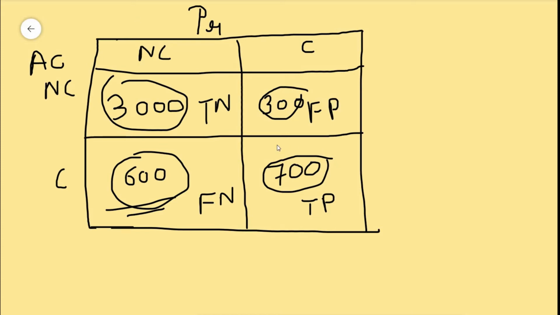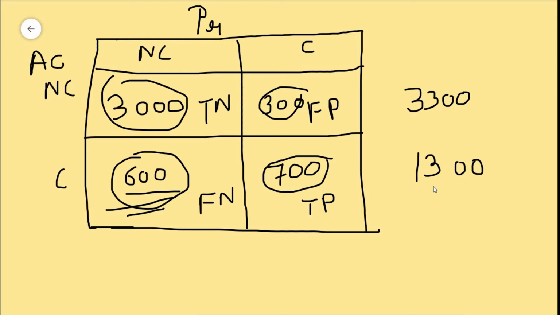Now this is called the confusion matrix, as I said. If we sum this field and this field, it becomes 3300. These are the actual number of data points in the training data who are non-cancer patients. These are the actual data points, okay? And if we sum this one and this one, that becomes 1300.